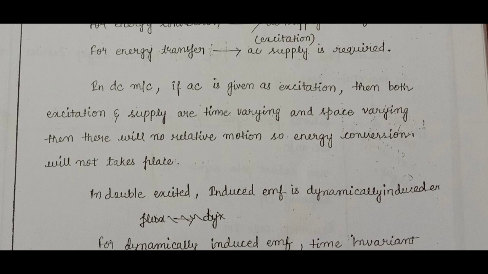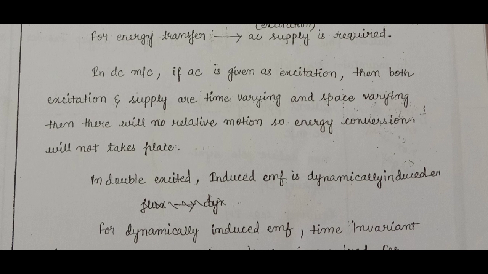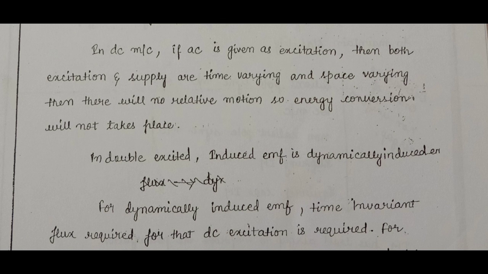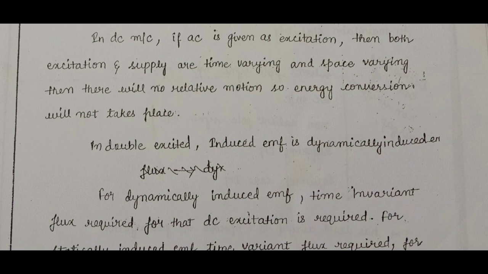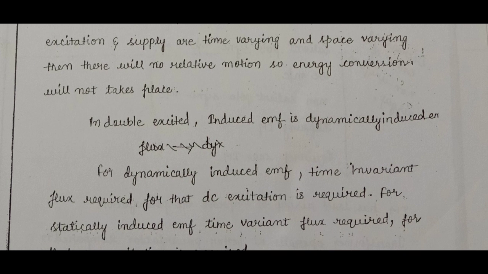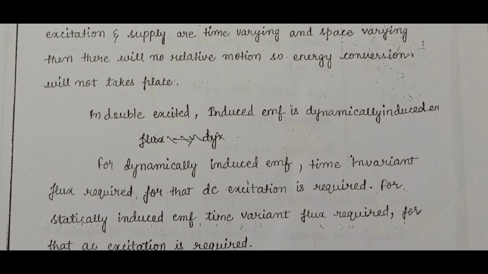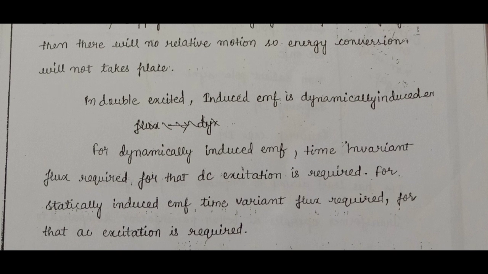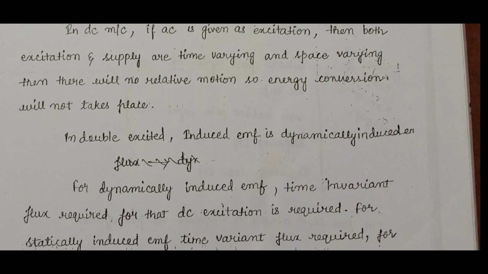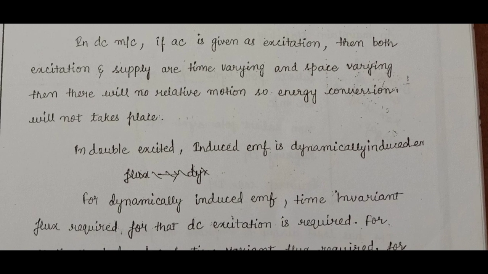In a DC machine, if AC is given as excitation, then both excitation and supplies are time varying and space varying, then there will be no relative motion. So energy conversion will not take place. It is for a separately excited machine.